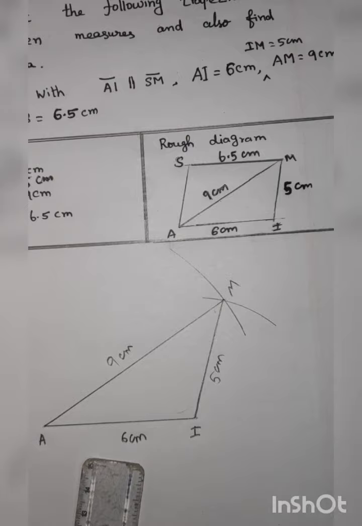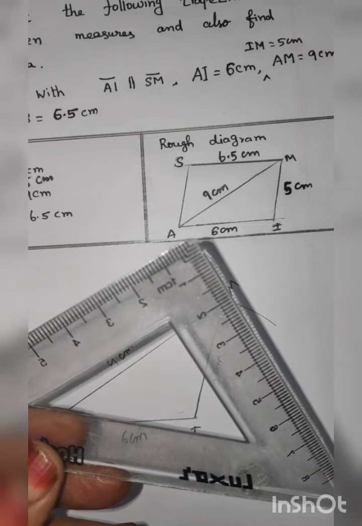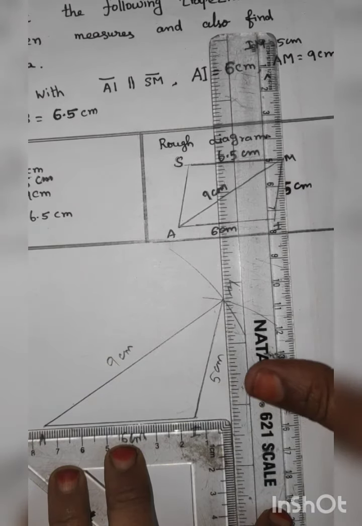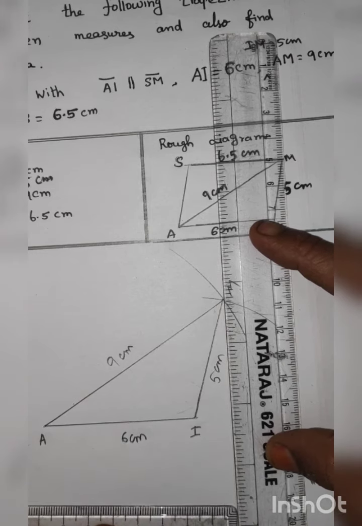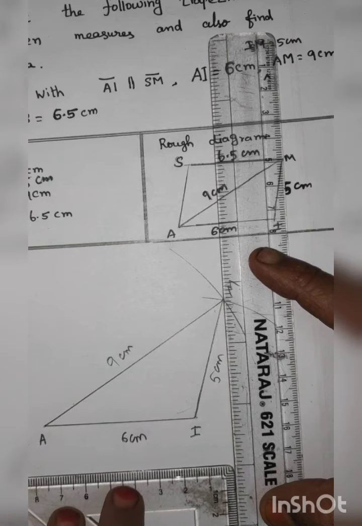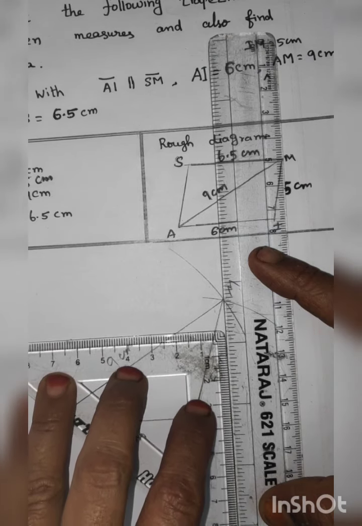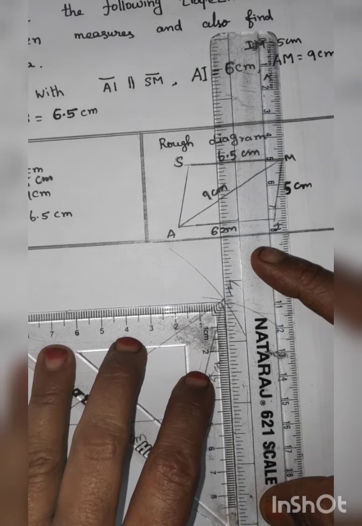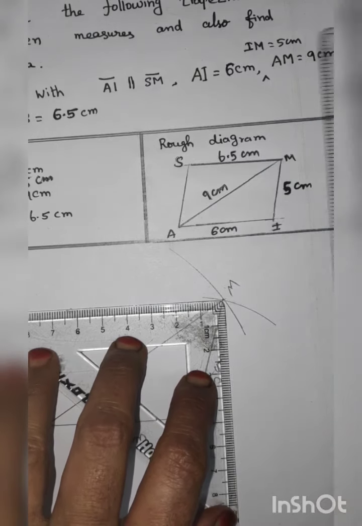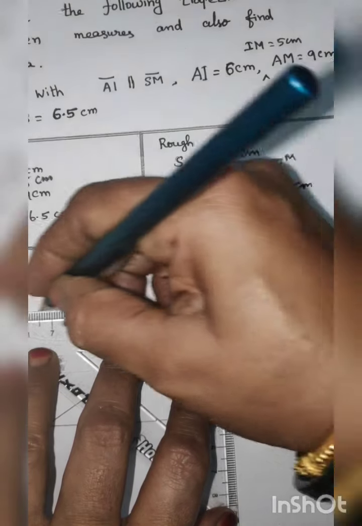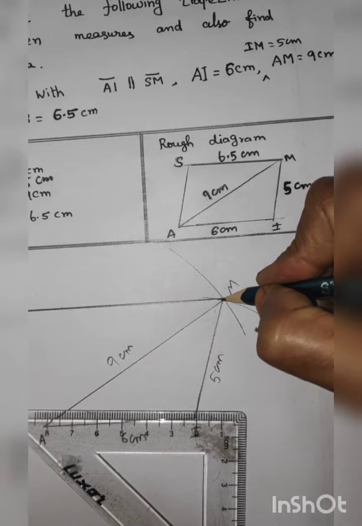Next work, draw the parallel line. How to draw the parallel line? Using the scale and set square, you see there. Keep the scale at point M, correctly. Next, keep the scale tightly and keep the set square there. Move the set square only, a little bit, until the correct point comes. Then take the scale and draw the line. What is this line? This line is called the parallel line. This point is M.